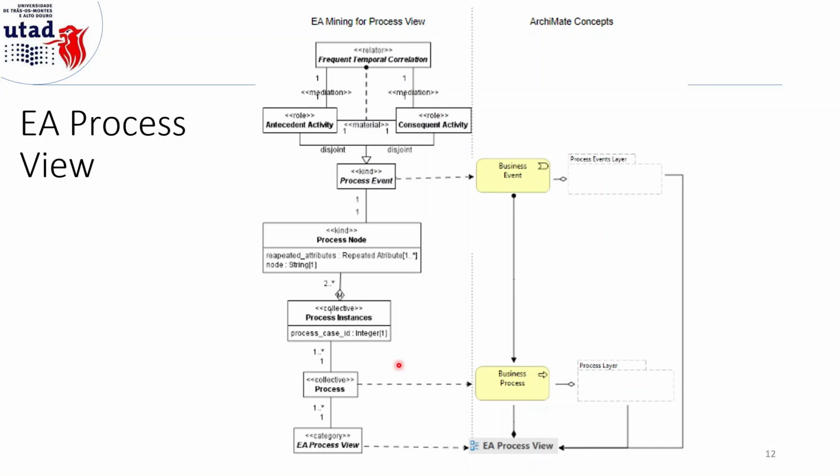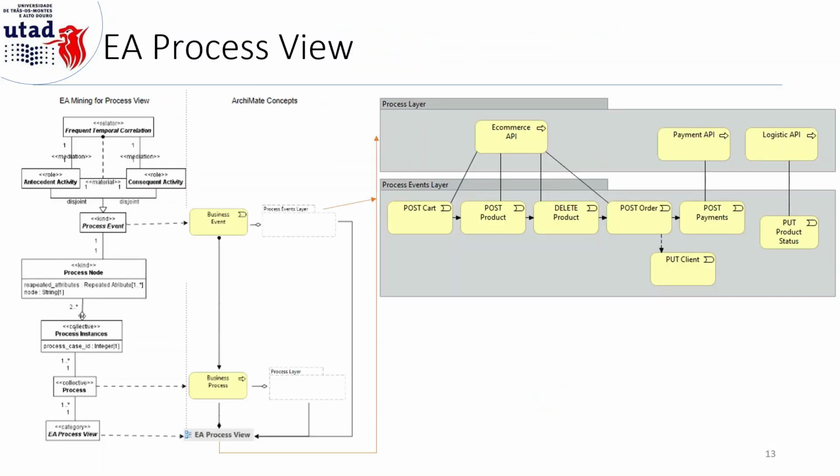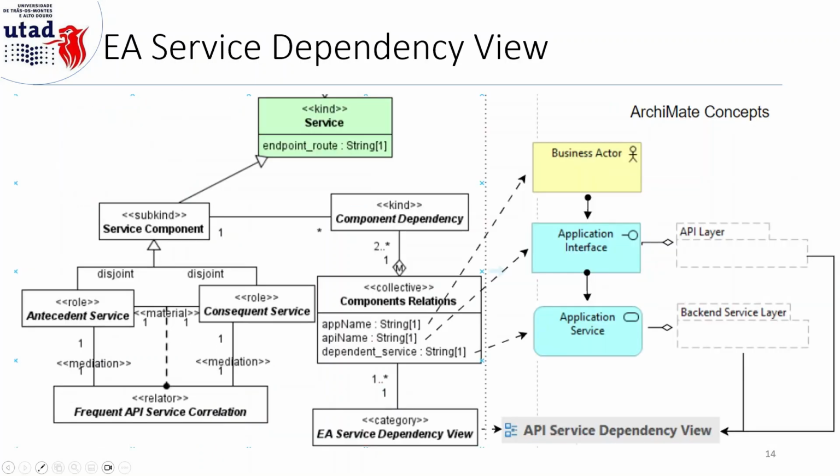Then, a view based on the ArchiMate application usage viewpoint is created with the process mapped to an ArchiMate process in this view and aggregated to the group element process layer. Based on the example we have presented before, the right side of this figure depicts the resulting ArchiMate model. Another viewpoint is the service dependency view.